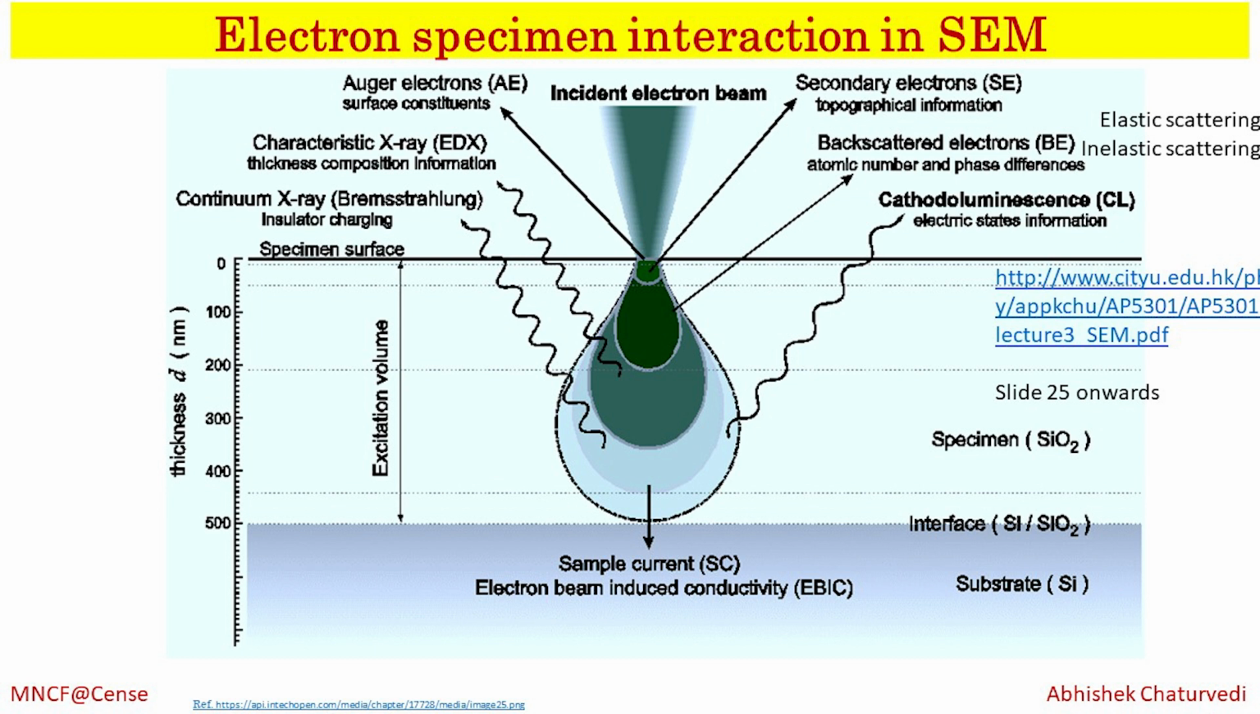The gold particles are embedded in a carbon matrix. So carbon has a low atomic number, gold has a high atomic number. So we are going to see the phase contrast using the backscattered electrons. Then we have different kinds of signals. Another important class of signal is EDX, or characteristic X-rays.